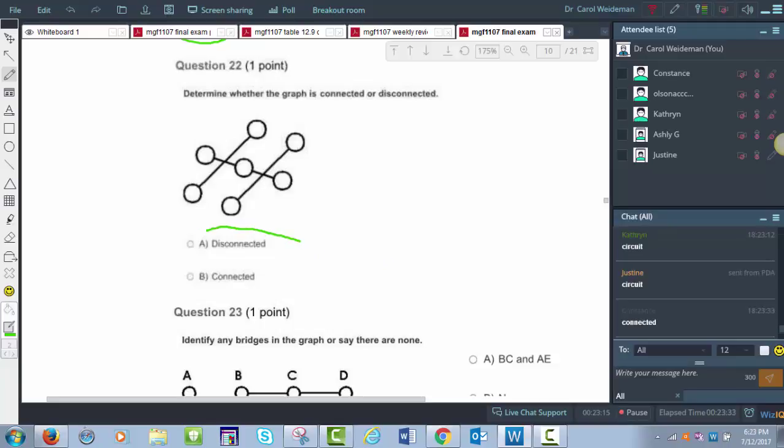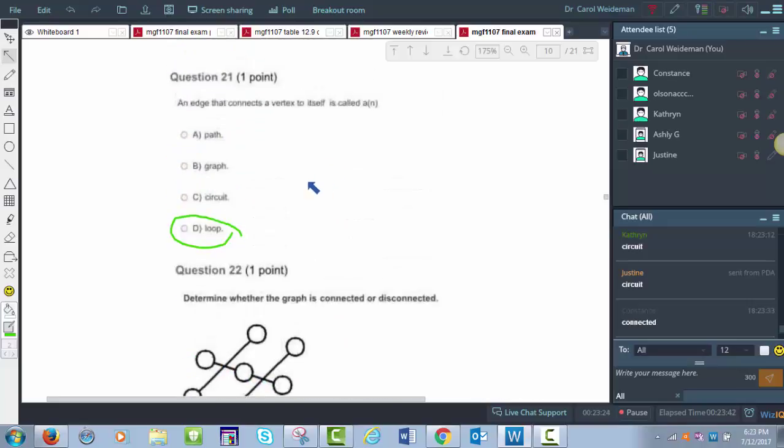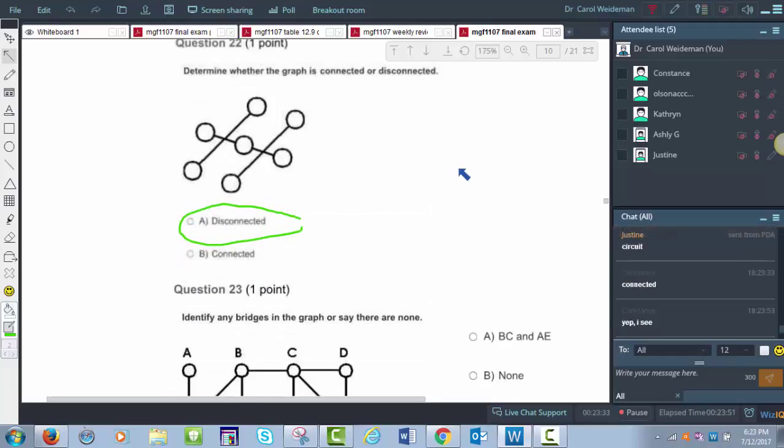No, this is actually disconnected because you notice where these edges are crossing one another, there are not vertices here. So this is a disconnected graph. And let me just go back for a second. A circuit is not an edge that connects a vertex to itself. Remember, a circuit is a definition of going through the graph. We're going to get to those in a minute.